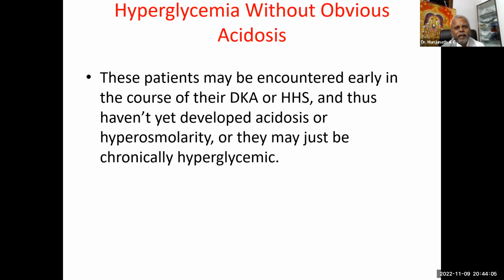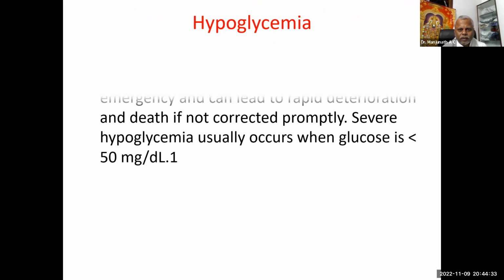And one more condition, hyperglycemia without obvious acidosis. These may be patients who would otherwise have developed diabetic ketoacidosis or hyperglycemic hyperosmolar state at a later stage. They may just have ineffective diabetes management. They are hyperglycemic. So hypoglycemia is one of the other acute diabetic complications, which we should not forget.